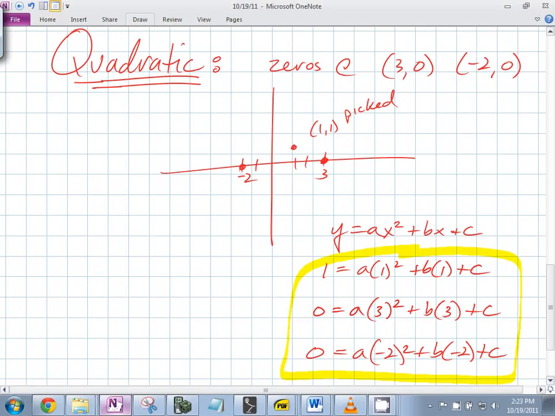Okay, so we set up a system of simultaneous equations. That's one way to do it. That is only one way to do it, though. What's another way to do it? Anybody have an idea? Yeah.